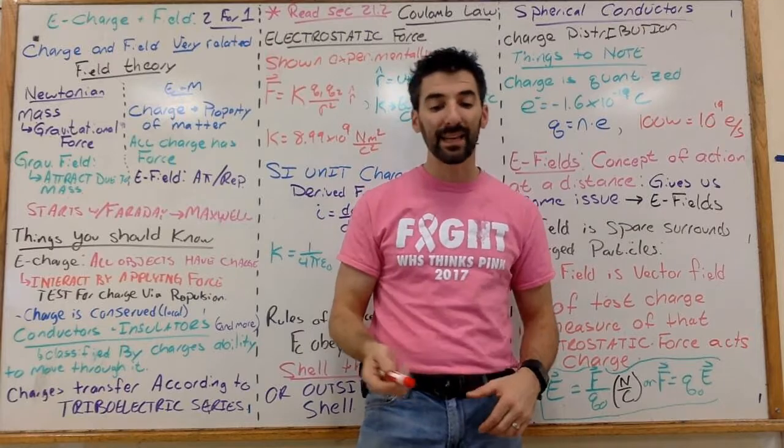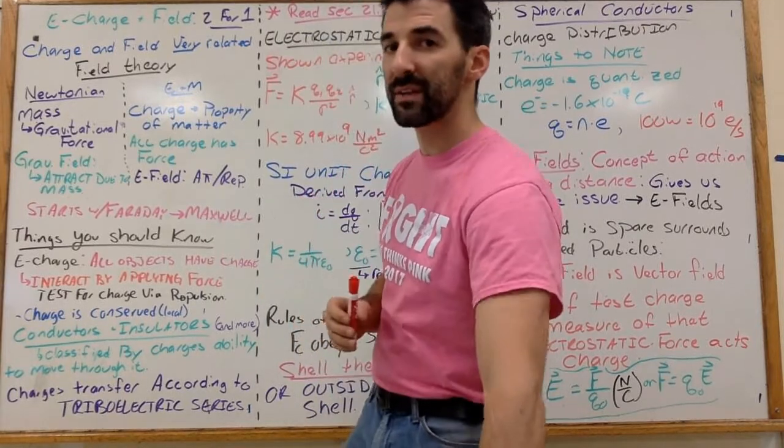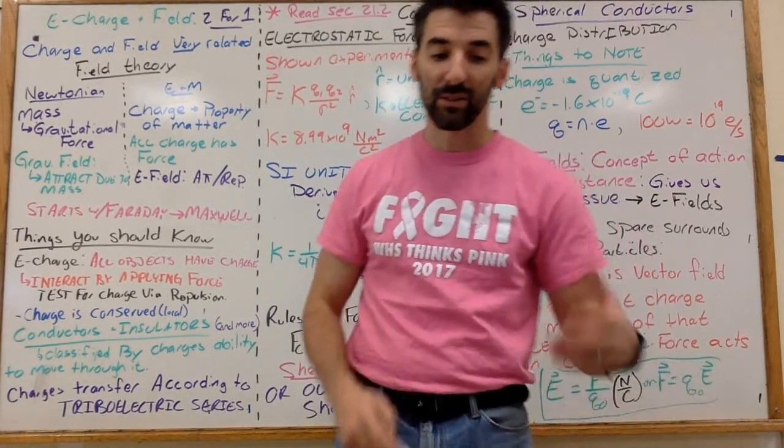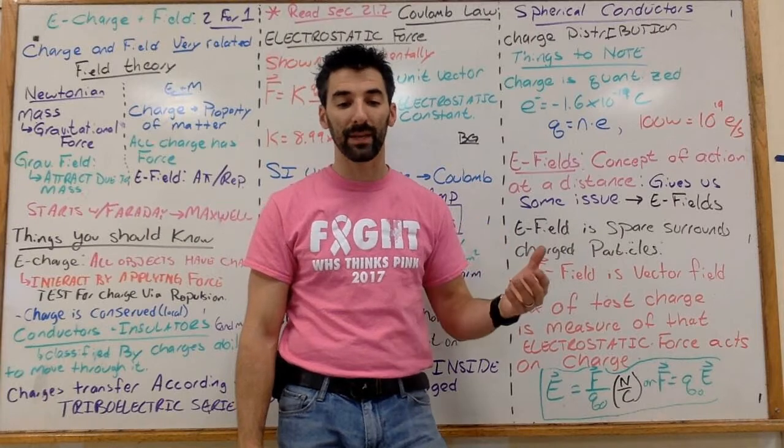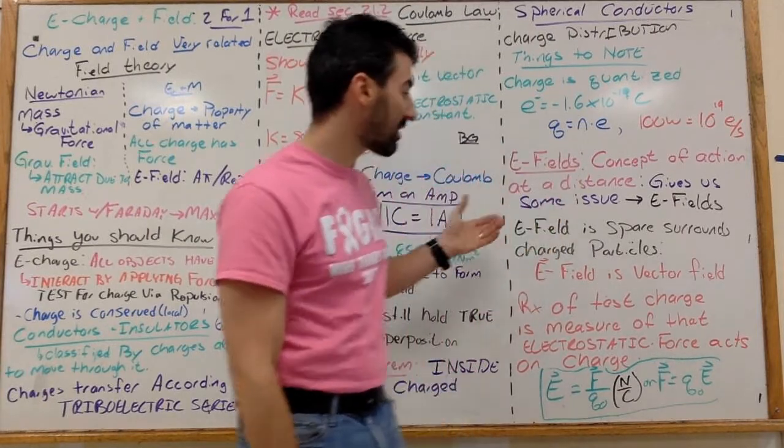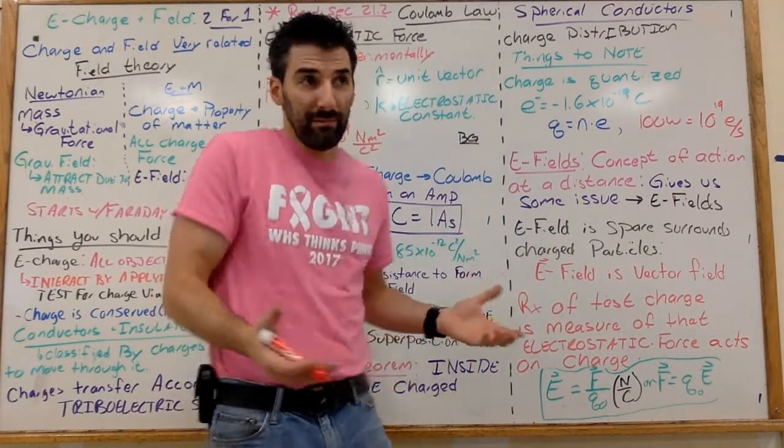Now, that's a scalar field. And an electric field is actually a vector field. So that does make it a little bit more complicated. But an electric field is really just a field of vectors. Well, what does that mean?